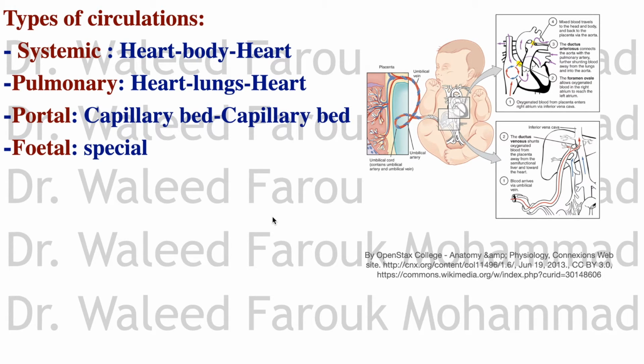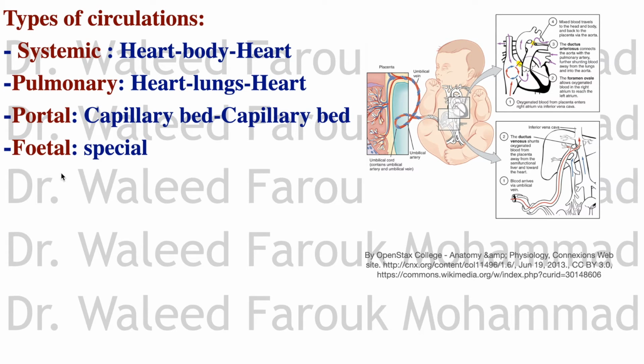Types of circulations. We have the systemic circulation, which we are all familiar with, which starts from the heart to perfuse the body and goes back to the heart again through veins. We have pulmonary circulation between the heart, going to the lungs and back to the heart again for oxygenation of blood. And we have portal circulation between two capillary beds, like the portal vein, for example, between the GIT and the liver.